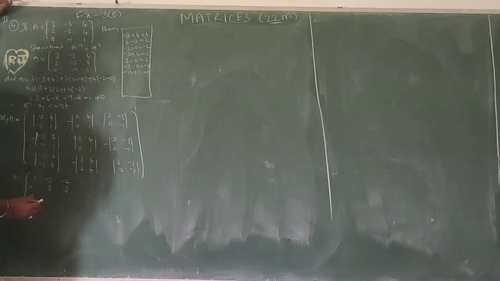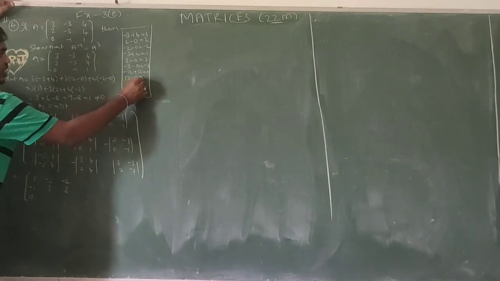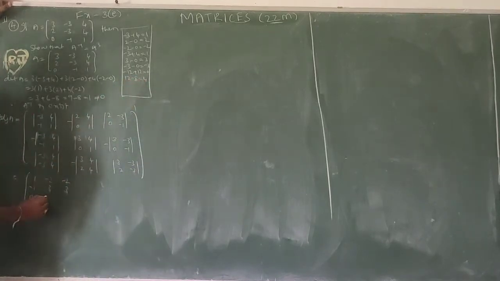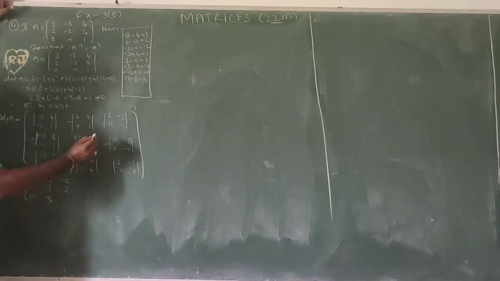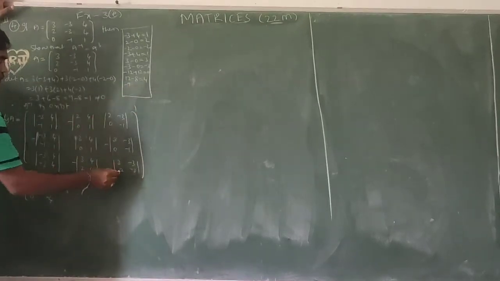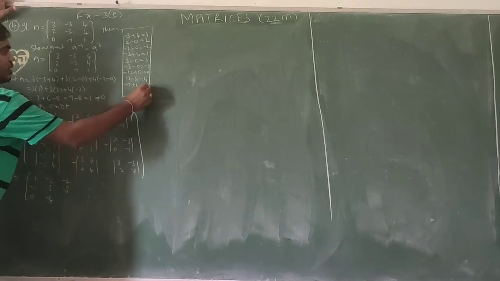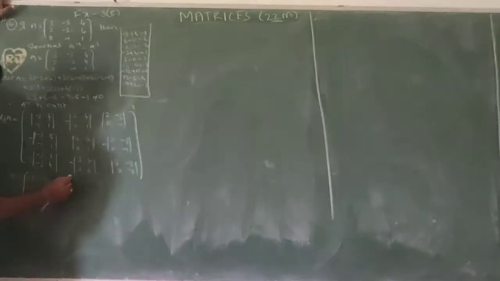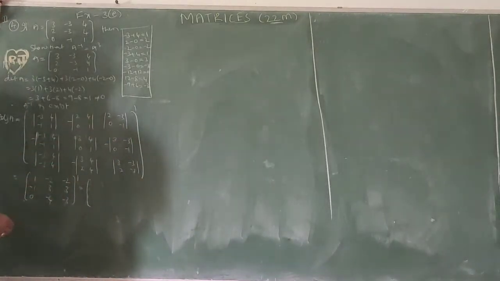3 into 4 is 12, 2 into 4 is 8, 12 minus 8 is 4, here it is minus, so we keep minus. Next, 3 into -3 is -9, 2 into -3 is -6, this side plus 6, -9 plus 6 is -3, whole transpose. So now it is equal to, so whole transpose, here it is also whole transpose.